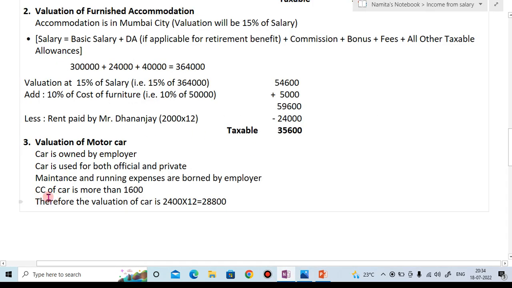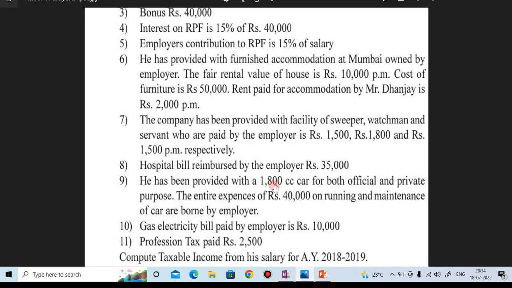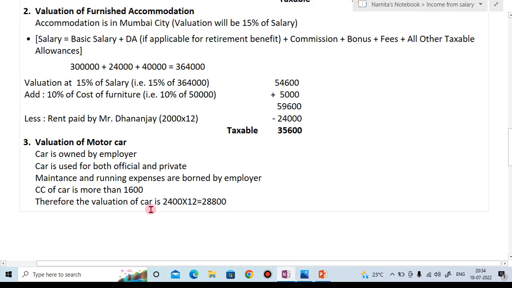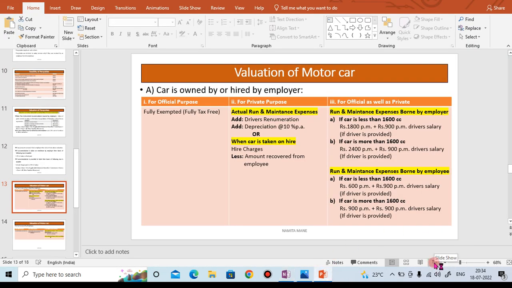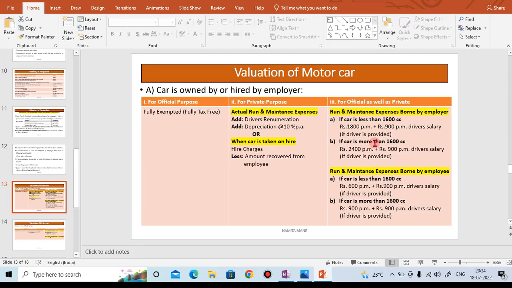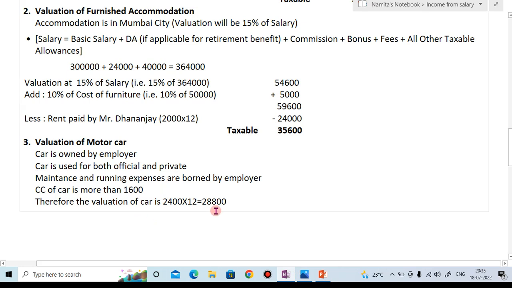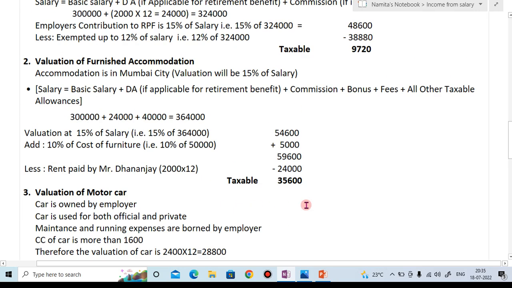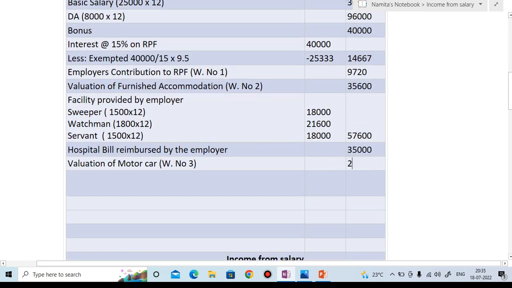Next, the cc of the car is more than 1600. Yes, the cc of the car is 1800, which means it is more than 1600. Hence, the valuation of car will be 2,400 multiplied by 12 as per this condition. If the car is more than 1600 cc, the valuation will be 2,400 per month. Here the driver is not given, so we will not take the driver's salary. So 2,400 multiplied by 12 gives 28,800. This 28,800 is the valuation of the car.